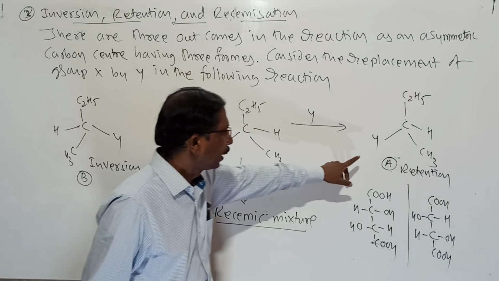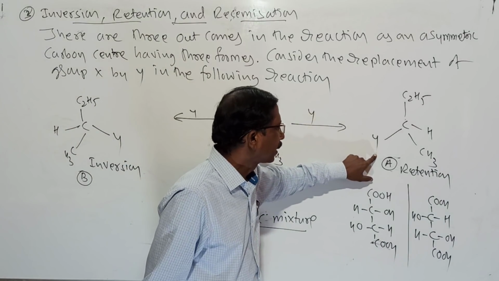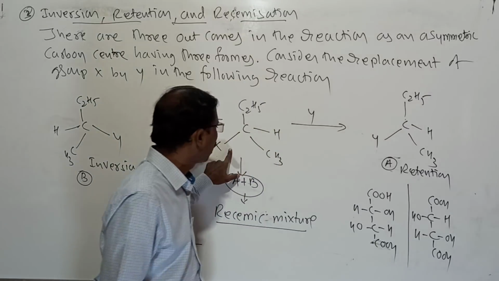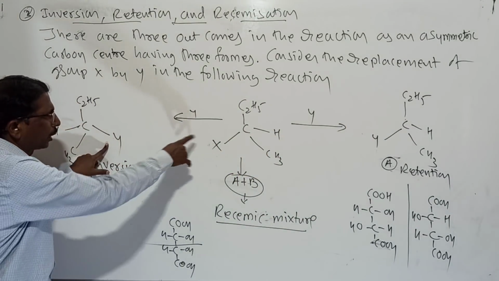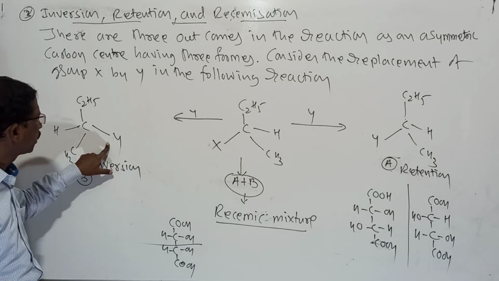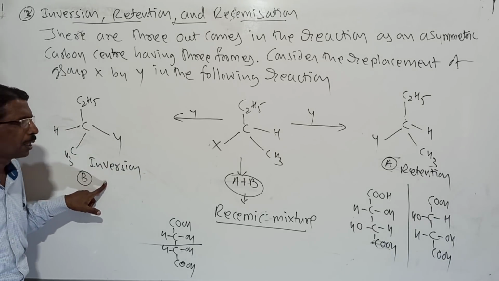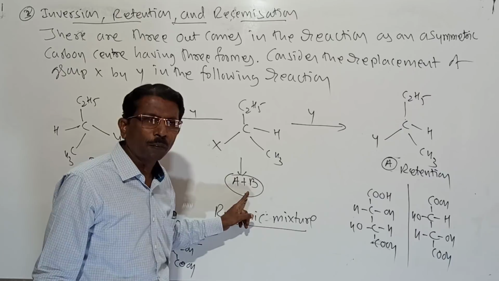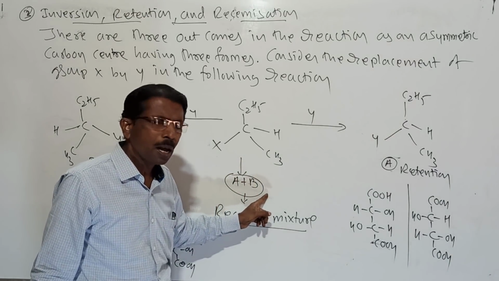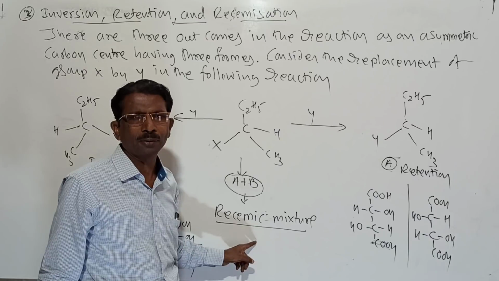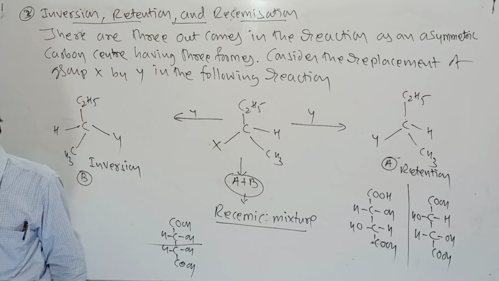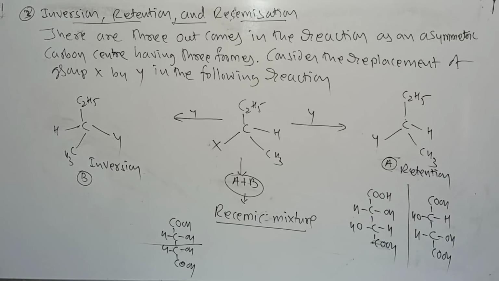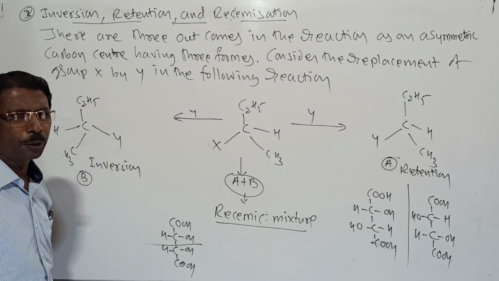Here this product is obtained where Y is in the same position as X. It is called retention. And here Y is in the opposite direction, so X is replaced from the opposite side. It is called inversion. And when 50% of A and 50% of B are mixed, it will be racemization. So this is about retention, inversion and racemization.